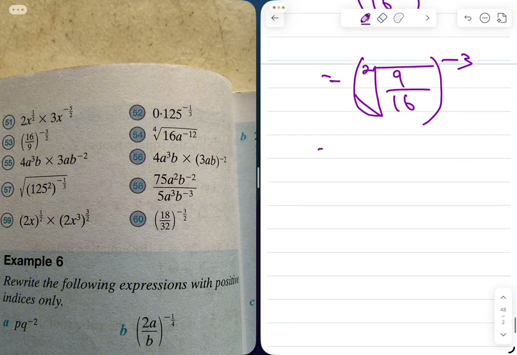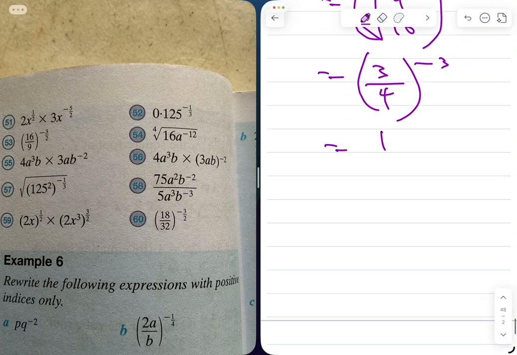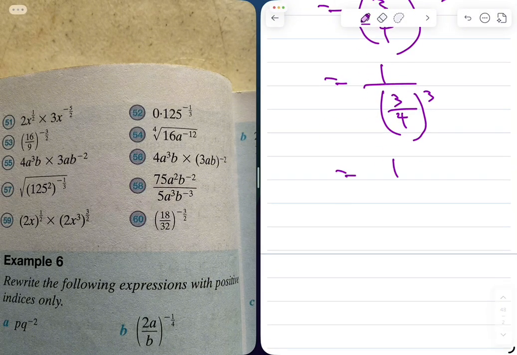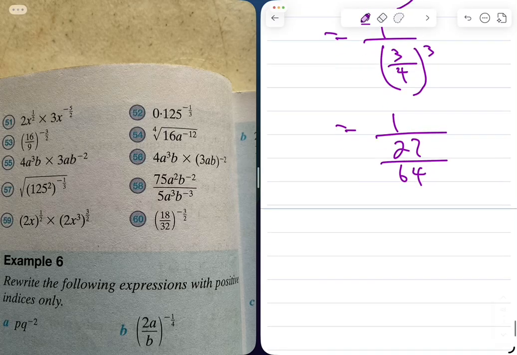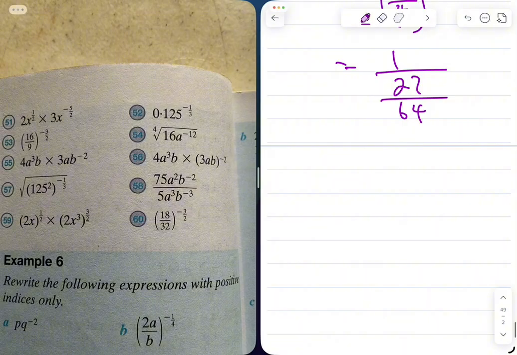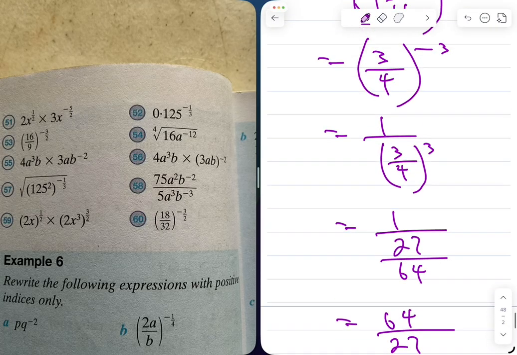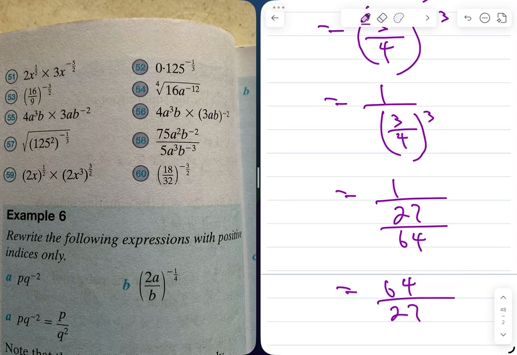Which will now be the square root of 9 over 16 raised to the power minus 3, which means the square root of 9 is 3, the square root of 16 is 4, and the whole of that raised to the power minus 3, which means 1 over 3 over 4 raised to the power 3. That's 1 divided by 3 raised to the power 3 is 27, 4 raised to the power 3 is 64. 1 divided by 27 over 64 is the same as 1 times 64 over 27, which is 64 over 27. Very, very simply. That's it.